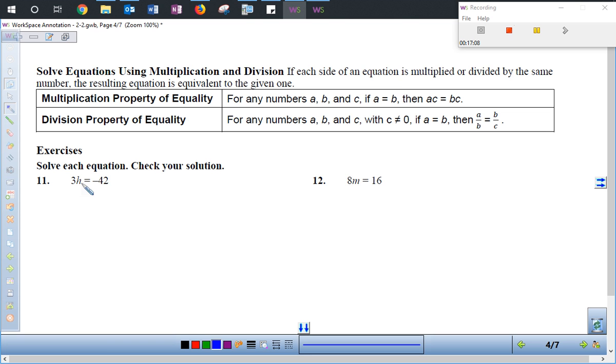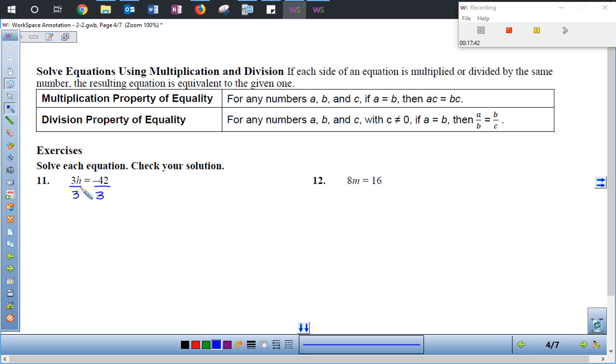Here we're taking a 3 and multiplying it by h. Now to get h by itself, we need to do the opposite of multiplication, which is actually division. So to get rid of this 3, I want to divide each side by 3.